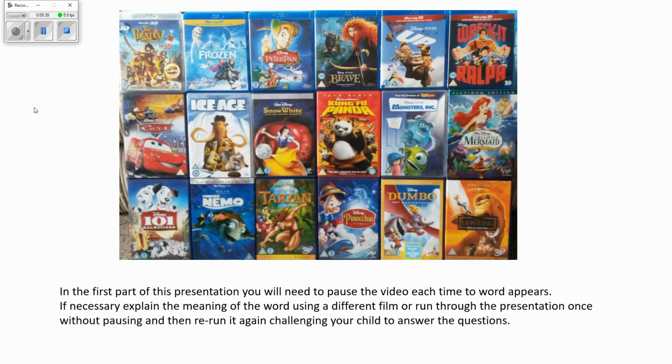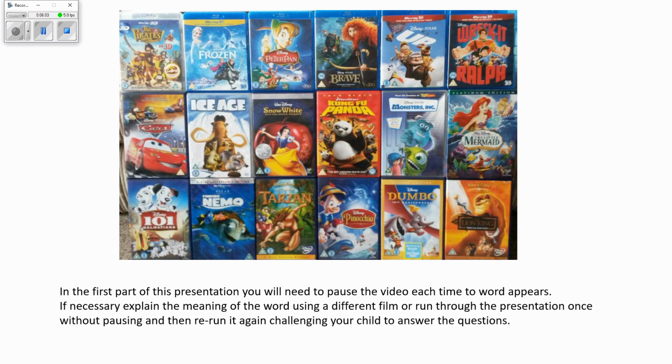And now we're on to the main activity of the lesson. And this time, we're going to be looking at the positional language. So in the first part of the presentation, grown-ups, you may need to pause the video each time the word appears. You might want to explain what the word means using a different film, or run through the presentation once without pausing and then rerun it, challenging your child to answer the question.